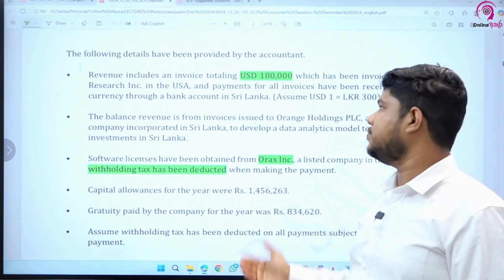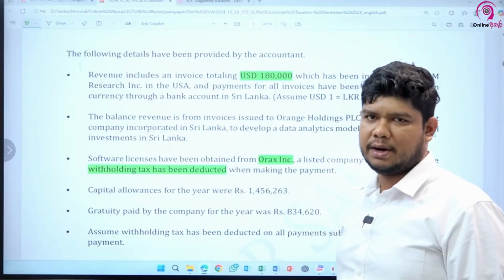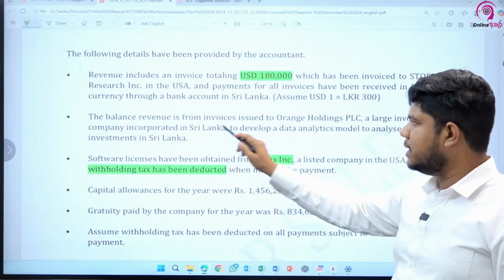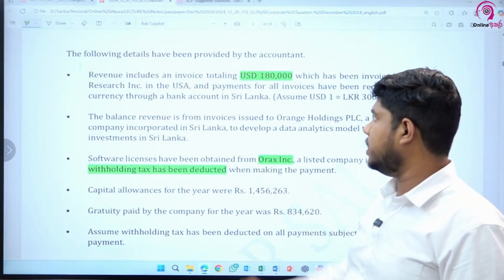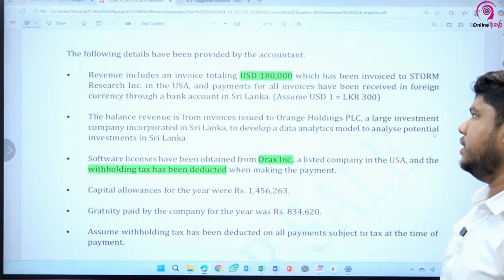But in our case, we don't have a separate P&L given, right? We don't have a separate P&L given. The balance revenue is from invoices to a local company. That is taxed at the rate of 30%. This is taxed at the rate of 15%, right?